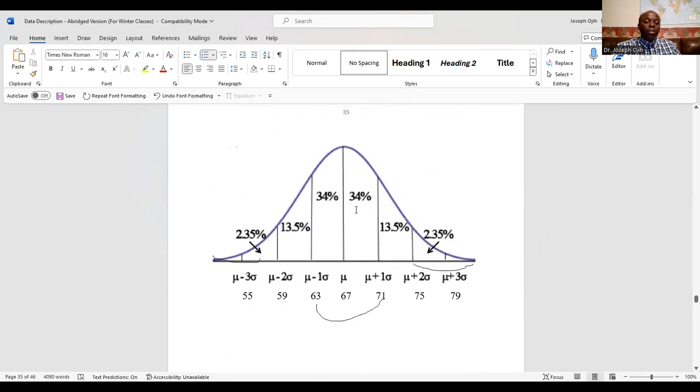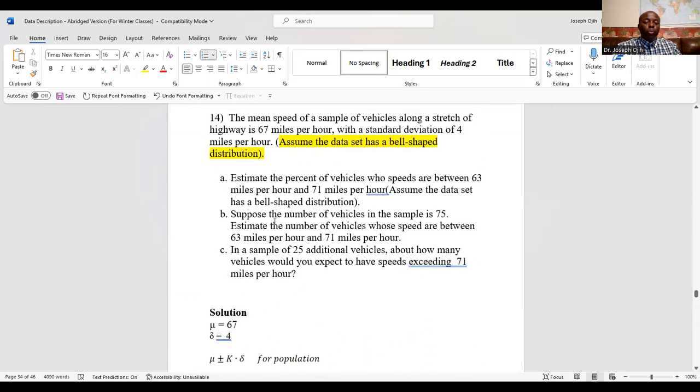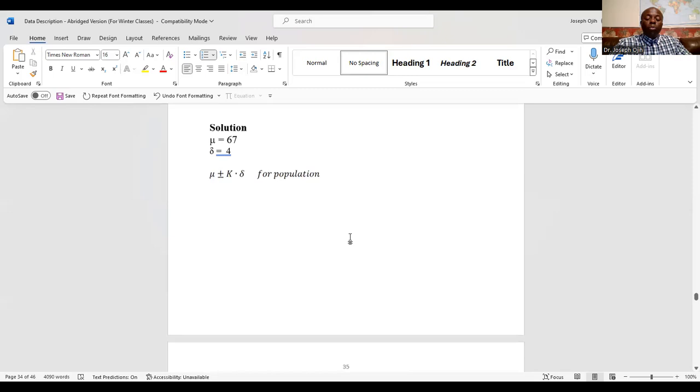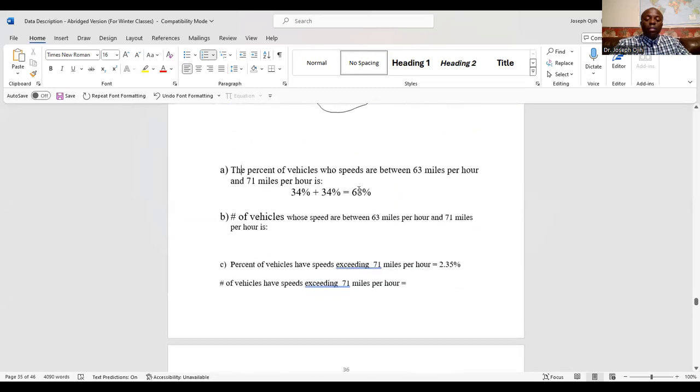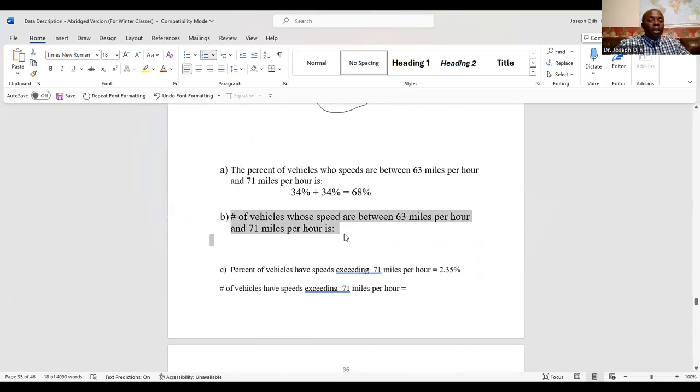Now, the second question says, suppose the number of vehicles in the sample is 75. Estimate the number of vehicles whose speed is between 63 miles per hour and 71 miles per hour. We already have their percent as 68%. So the number of vehicles whose speed is between 63 miles per hour and 71 miles per hour, the percent is 68%.